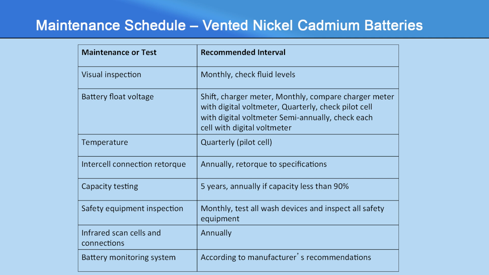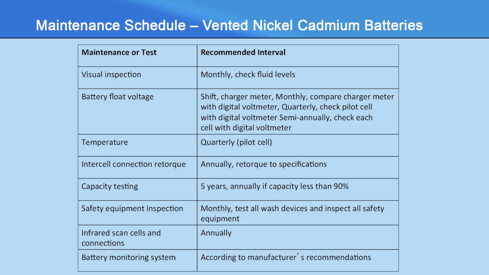Next test performed is to measure the temperature. This is performed quarterly with any pilot cell. Next is inter-cell connection retorque. This is done annually, that is retorque to specifications. Next is capacity testing. This test is performed every 5 years or annually if capacity is less than 90%.